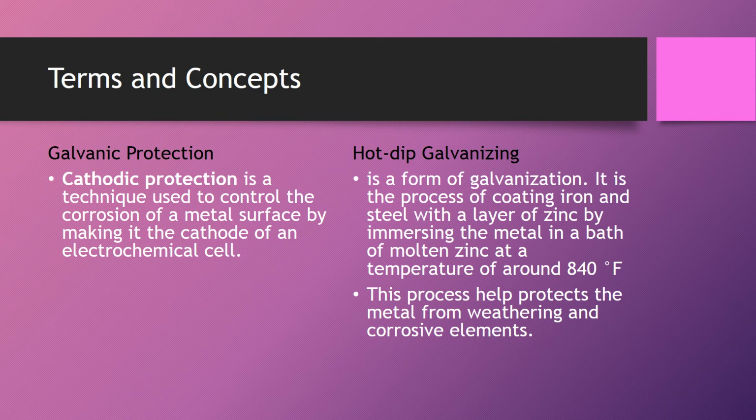And then hot dip galvanizing, which is a form of galvanization. It is the process of coating iron and steel with a layer of zinc by immersing the metal in a bath of molten zinc at a temperature of around 840 degrees Fahrenheit. This process helps protect the metal from weathering and corrosive elements.